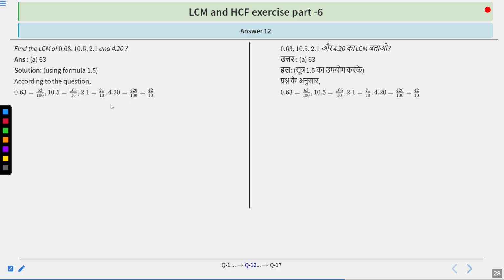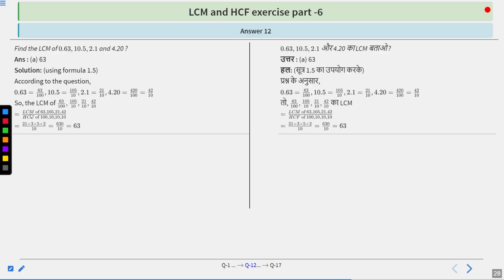So now we have fractions, and according to formula 1.5, LCM of fractions is equal to LCM of numerators upon HCF of denominators. So numerators are 63, 105, 21 and 42, and denominators are 100, 10, 10 and 10. So LCM of 63, 105, 21 and 42 is 630, whereas the HCF of 100, 10, 10 and 10 is 10. So 630 upon 10, 63 is the correct answer, option number A.